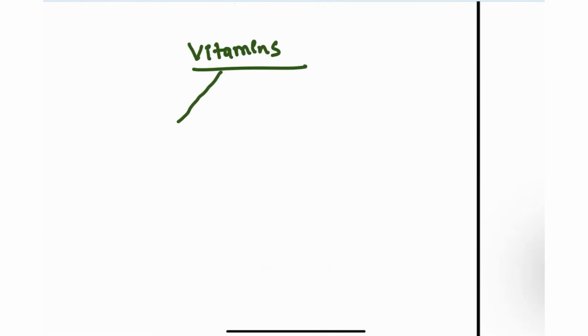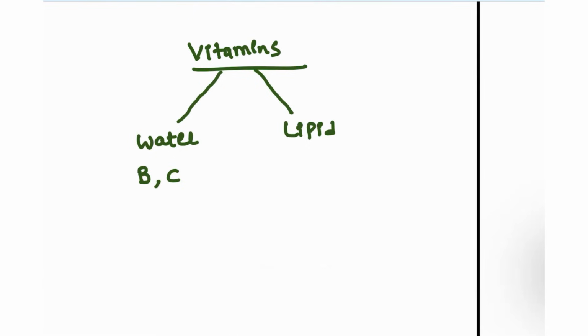We have two different classifications for the vitamins. One is water soluble and the other one is lipid soluble. So what are the water soluble? Vitamin B and vitamin C. What are the lipid soluble? Remember as KIDA. What does KIDA mean? Vitamin K, E, D and A.